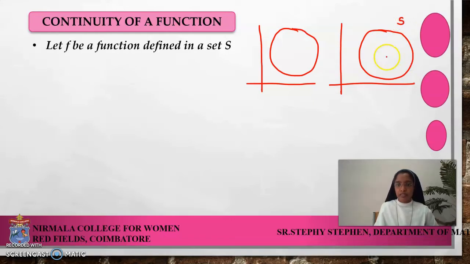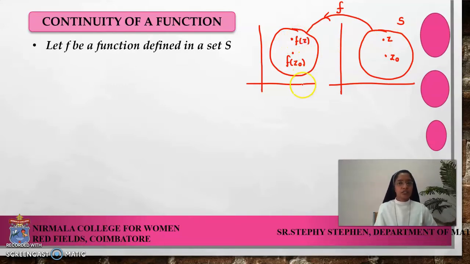So this is my domain set. I take a point z0. The function I'm defining from S on S, this is the function value f of z0. If I take a value z here, I get some value f of z. Okay, so how do I define continuity here?